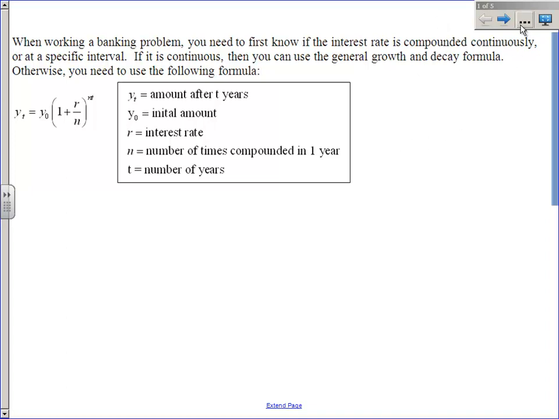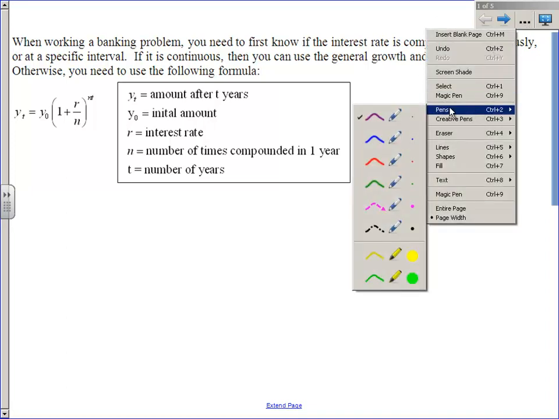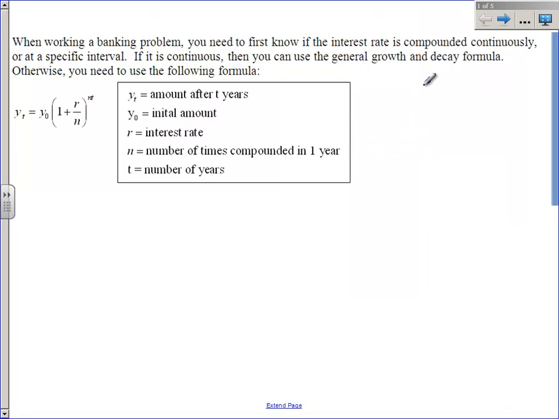If it's compounded continuously, then we're going to be using our regular growth and decay formula, except this time it'll be A equals P e to the RT. That's the one that's typically used instead of the N equals N naught times e to the KT. This is your continuous compound formula.